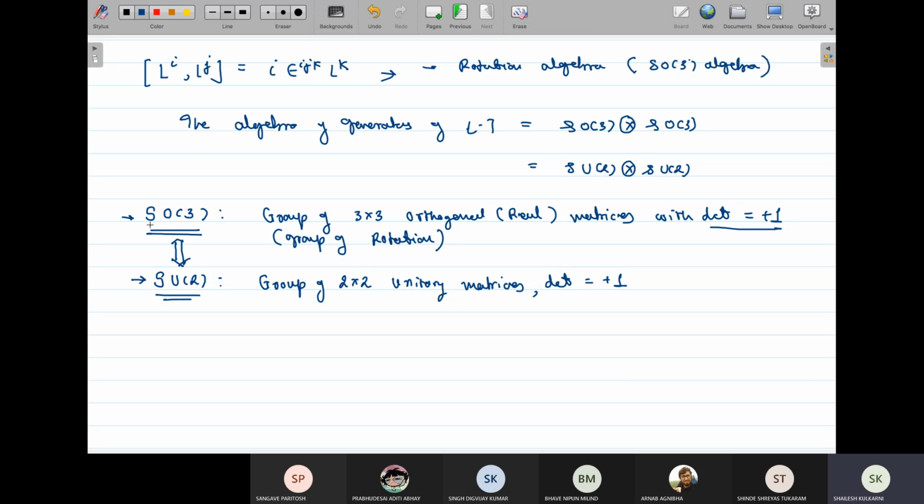One can derive this, and maybe I will spend some time over it because this is an important relation. If you understand this, then everything will be easy. There is a relationship between SU2 and SO3, and I will spend some time over this. But till this point, any question, on the statement that the Lorentz generators can be written as a direct product of SO3 cross SO3? Any question?